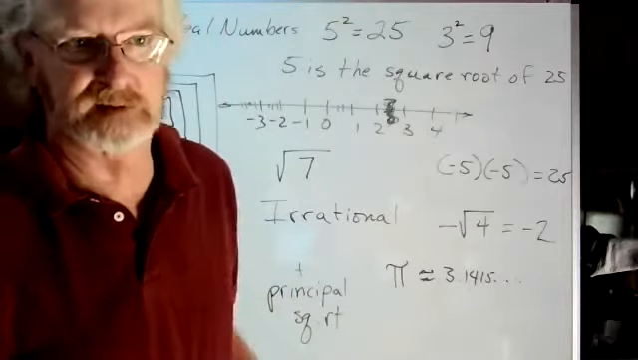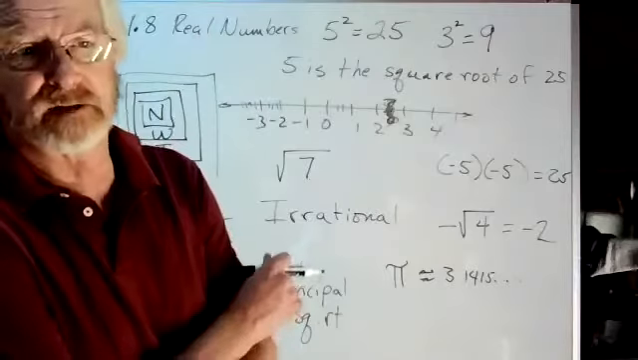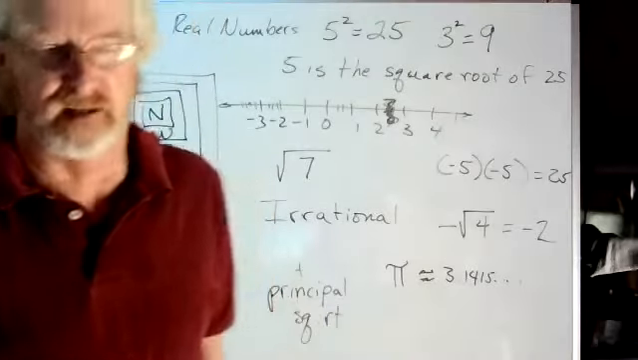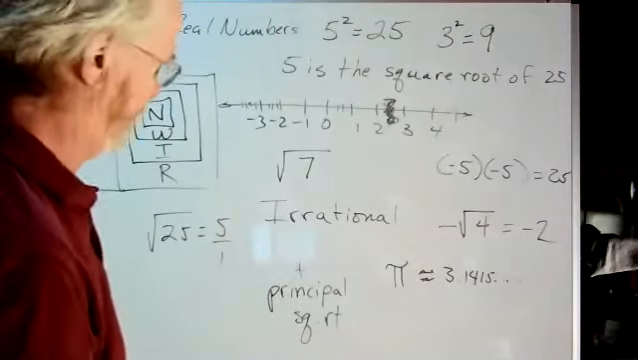You can't write it like a simple fraction. You can get real close. 22 divided by 7, 22 sevenths, is about pi. It's real close to pi, but it's not exact.